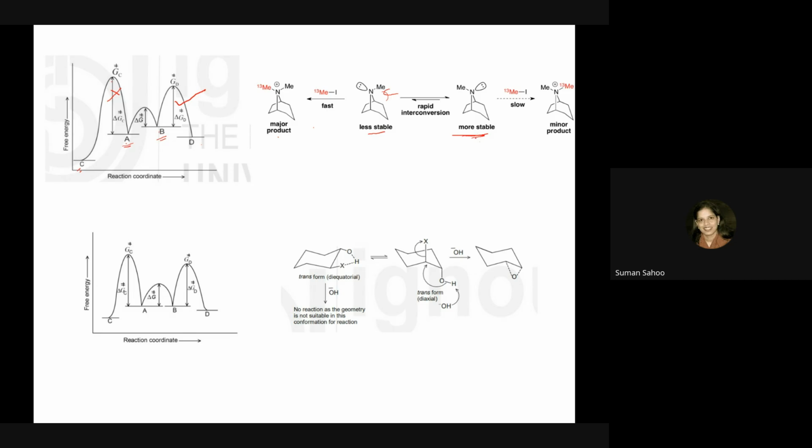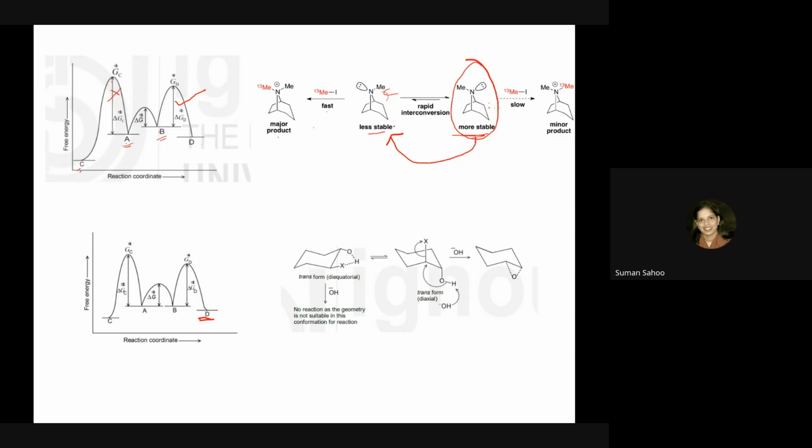So this conformer will rapidly interconvert to give the less stable conformer. Its concentration in the ground state would be more, but the reaction leading to the product from this conformation is high energy. So it will rather interconvert to the less stable conformer, which gives the product at a faster rate because of the lower activation energy. When we have two conformers equally stable, the major product would be the one where there is lower activation energy.